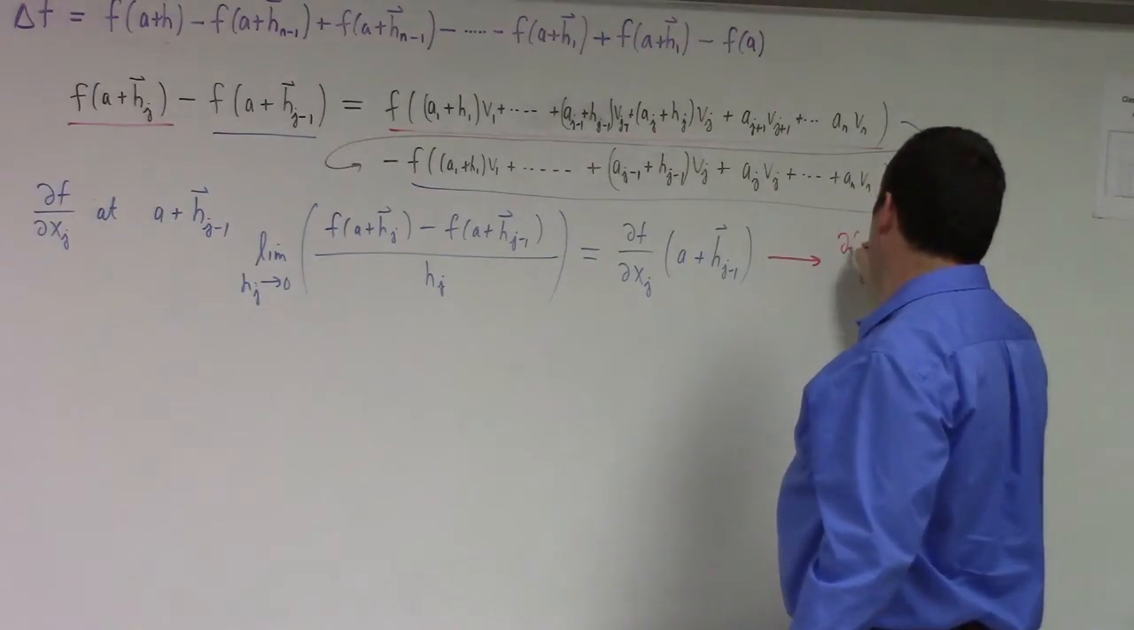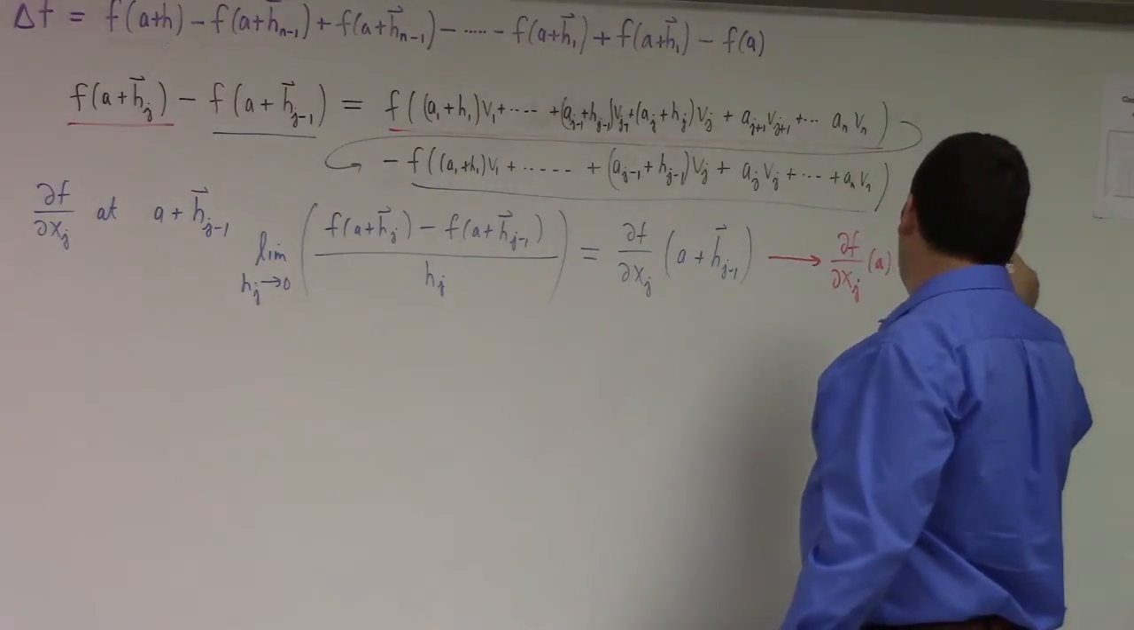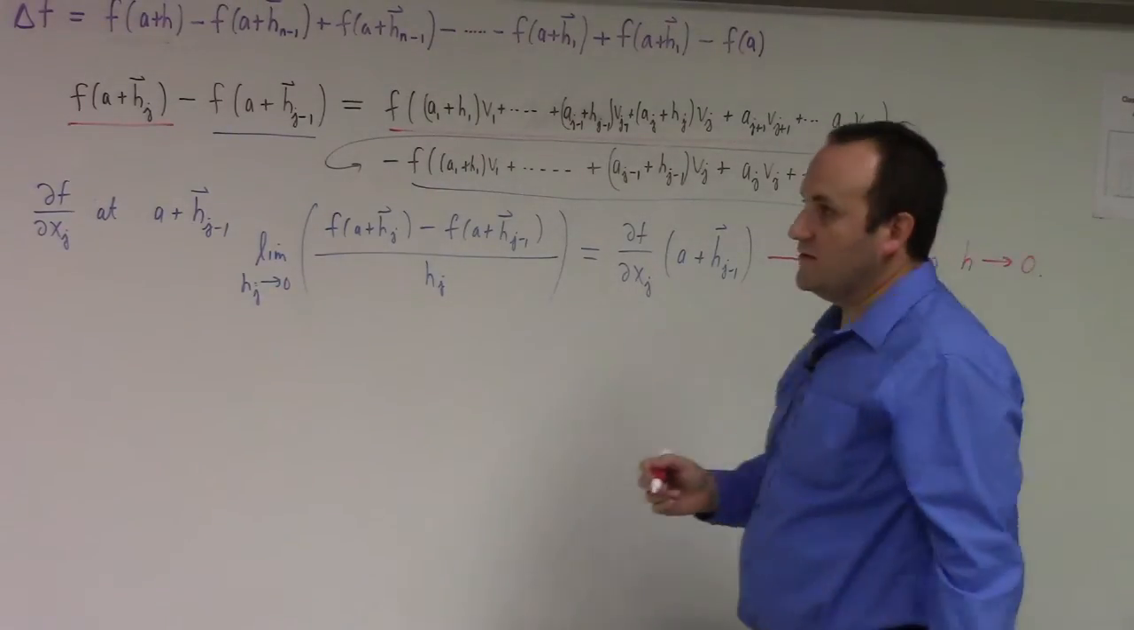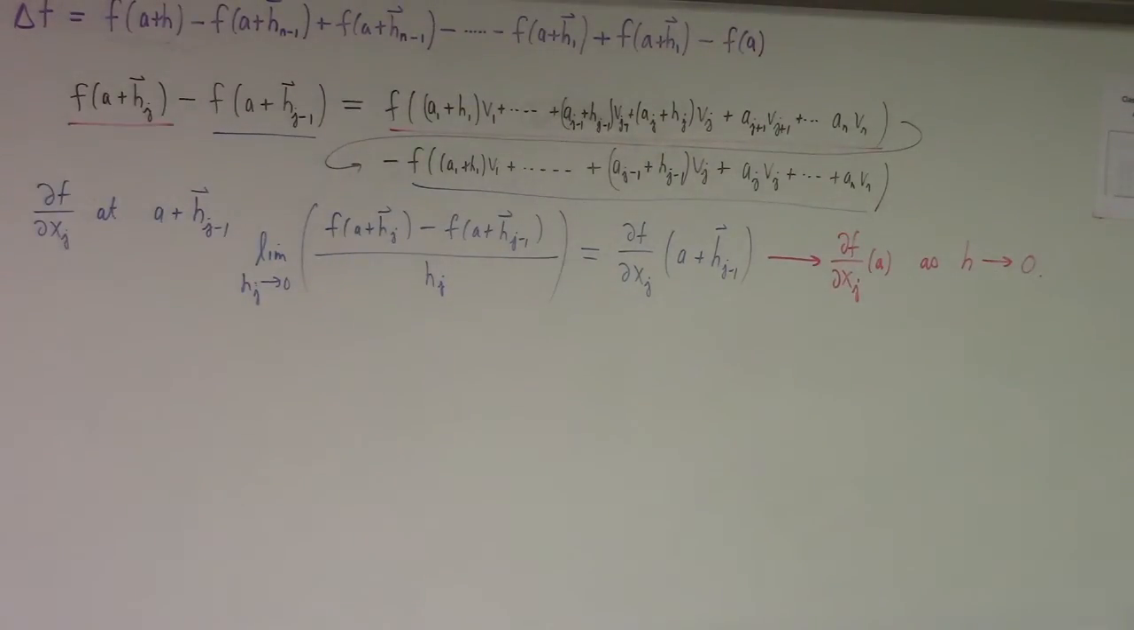Yeah, this goes to partial f, partial xj at a as h goes to 0. Because as h goes to 0, of course, all of the steps leading up to h go to 0 as well. Now, that's not the argument yet, but that's something we should observe. All right.